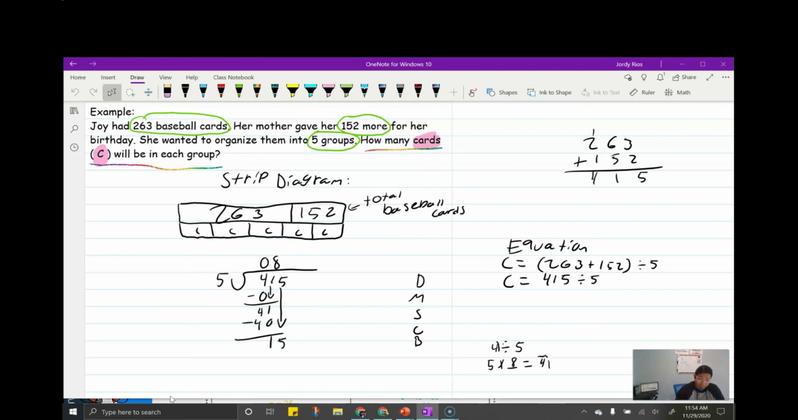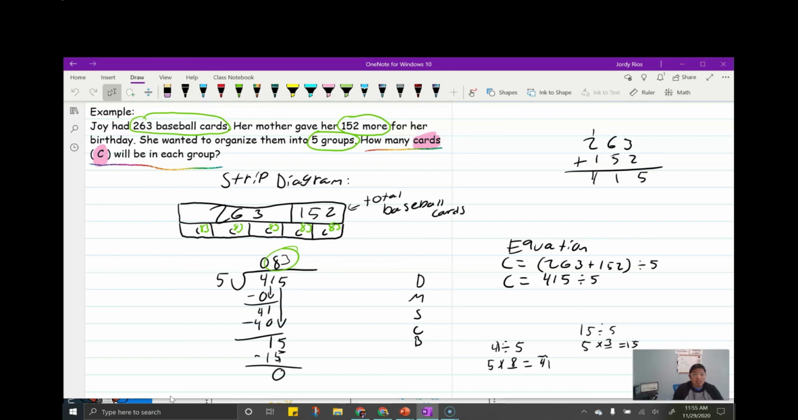Now my new dividend is 15, so that means 15 divided by 5, or 5 times what would equal 15? Good, 3. So put my 3 up there. 5 times 3 is what? 15, good. 15 minus 15? 0, good. Okay. So each group is going to have how many? 83. Perfect. So I'm just going to write 83 in each group.